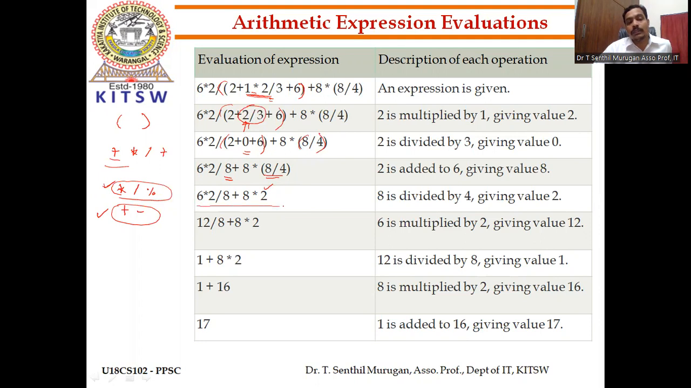Now from this entire equation, multiplication division is there. Then we will start from left to right. Okay, the associativity for arithmetic operation is left to right. So 6 into 2, 12. Okay. So then divided by 8, 8 into 2. So now again division and multiplication is there. First division. 12 by 8, 1.